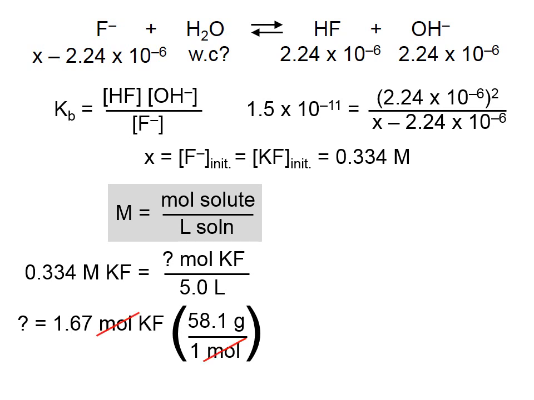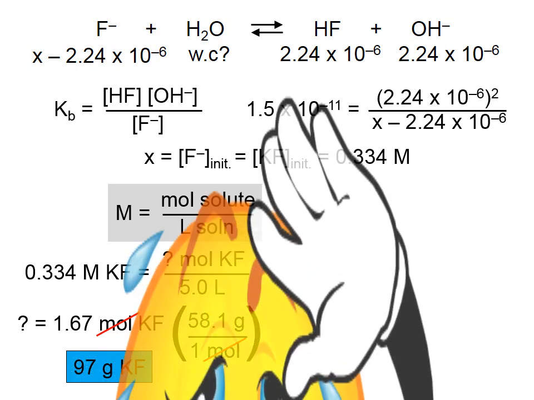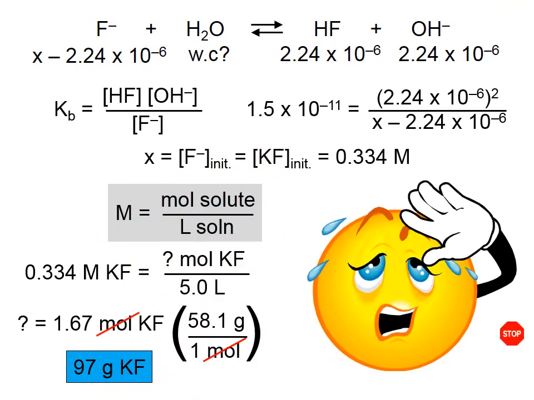We use the molar mass of KF, which we find with the help of the periodic table, and we find that we need to add 97 grams of potassium fluoride to 5 liters of solution to give us our pH of 8.35.